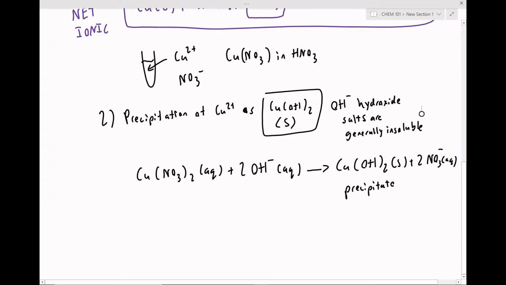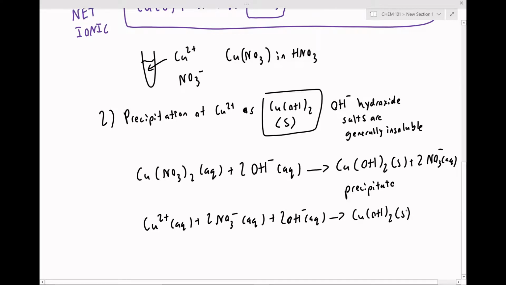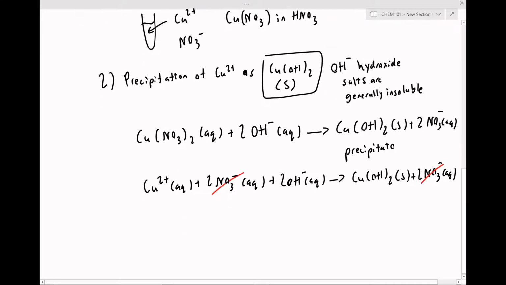If we want to look at our net ionic equation here, we can dissociate our copper nitrate to copper 2 plus aqueous plus 2 equivalents of nitrate anion. We do not dissociate our copper hydroxide because it's an insoluble species. We only dissociate our strong electrolytes and soluble ionic salts when writing a net ionic equation. What we see is that we have a spectator ion. This nitrate is just a spectator ion along for the ride.